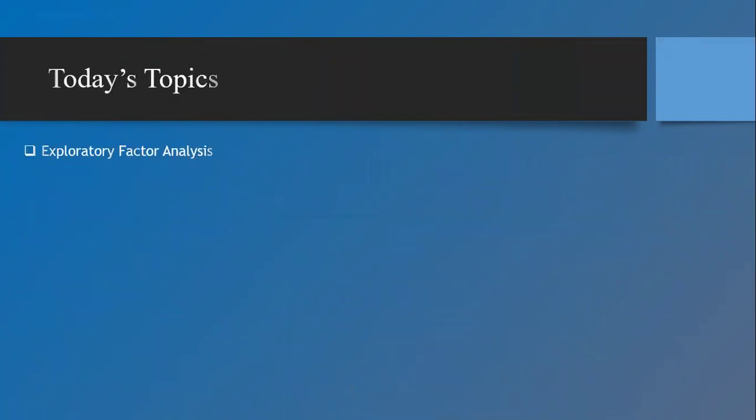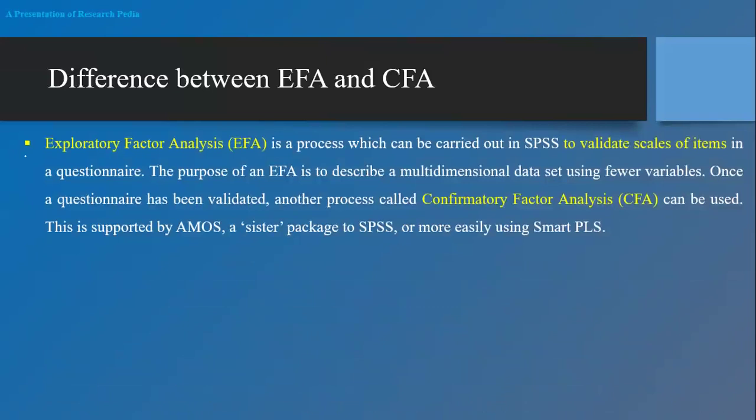So, what is EFA and why is it important to consider for your data analysis? EFA, or exploratory factor analysis, is the process which can be carried out in SPSS to validate scales of items. Whenever you are going to develop a questionnaire, you need to validate the scale items of that questionnaire. It means you are not adopting a questionnaire from another study. Rather, you are developing a questionnaire for your study for the first time, and the scales are new, and you need to validate your scales of items. So in that case, you are going to use exploratory factor analysis.